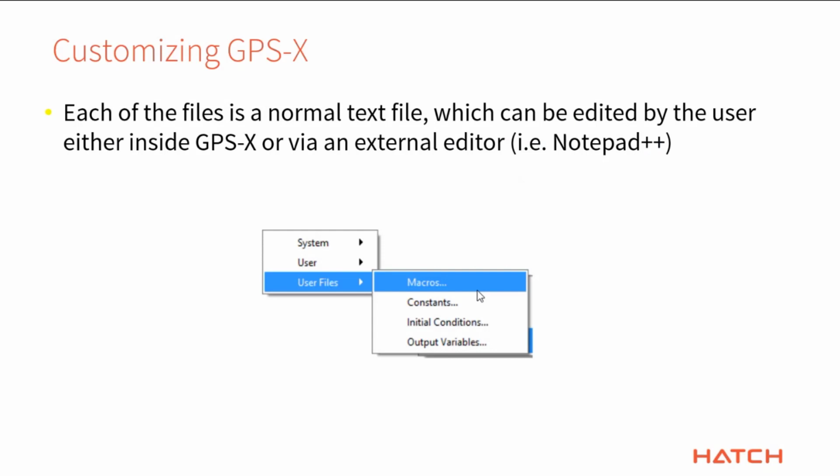Now, these are all regular ASCII text files, right? You can edit them with any sort of flat text editor of any kind. You can do it either by clicking on these menus like I'm showing here in GPSX, and we'll open up a little internal editor for you to play with, or you can do it outside of GPSX. I tend to do it outside, mostly because I happen to like Notepad++ as a text editor, and you can use it for that as well.